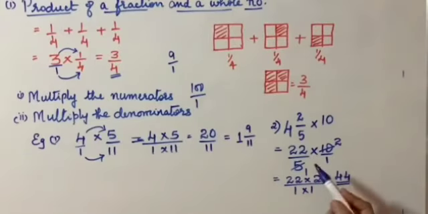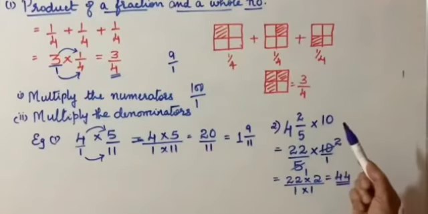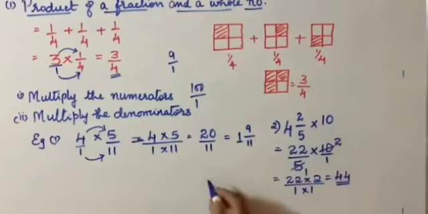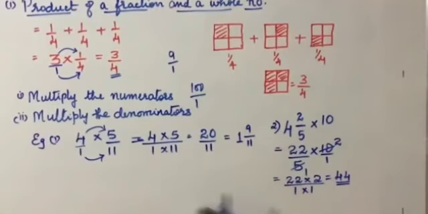How did we cancel? We can cancel a denominator with the numerator of a different fraction in multiplication only, children. Suppose I have 4 by 5 plus 10. I cannot cancel this. This is addition. Only in multiplication it is allowed. Please keep that in mind. So copy that. Next problem.